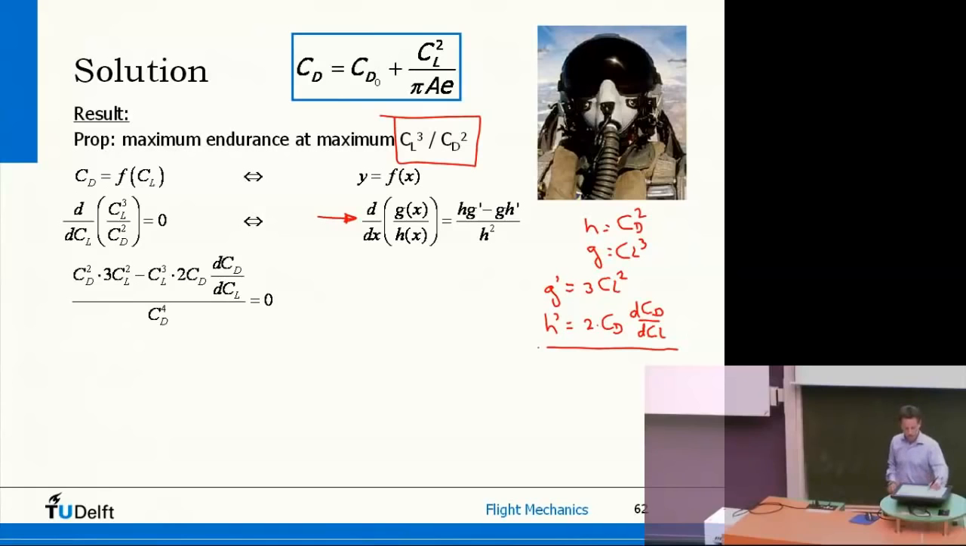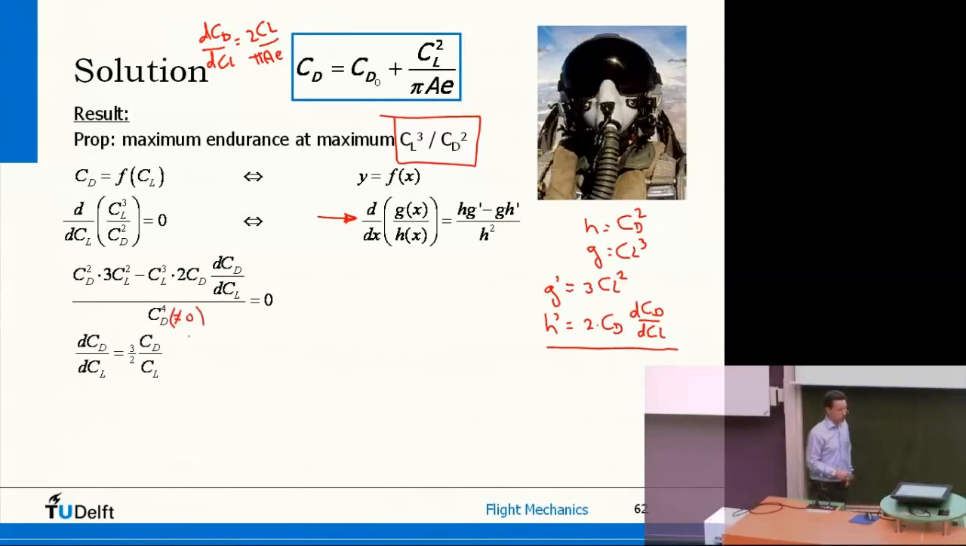And of course, from the top equation we know the derivative of CD with respect to CL is 2CL over pi AE. And of course we know that CD is never equal to 0. So the top side of the equation must be equal to 0. And if you work it out, you get something like this. So it's basically the same steps as before. And if you write it out, you obtain the following.